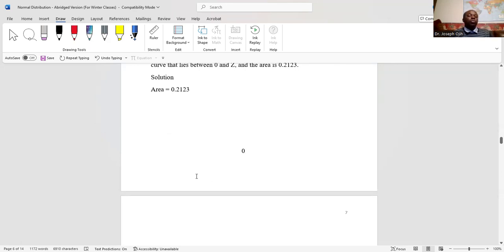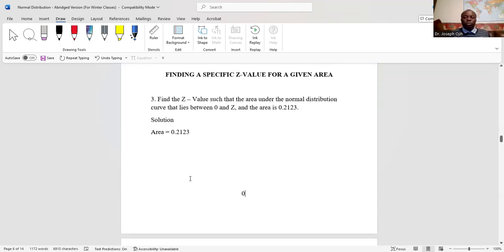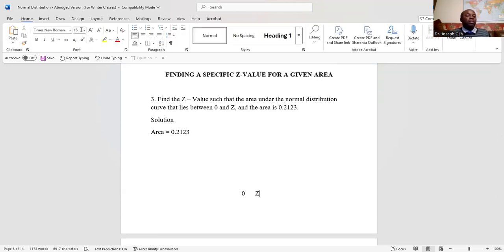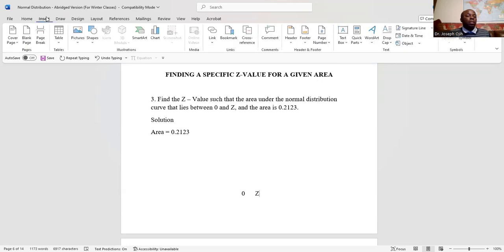They didn't tell us what direction z is, so we can put it in any direction. Let me put it here, but it can be either way, since they didn't say to the left or to the right. So now we can have our chart.